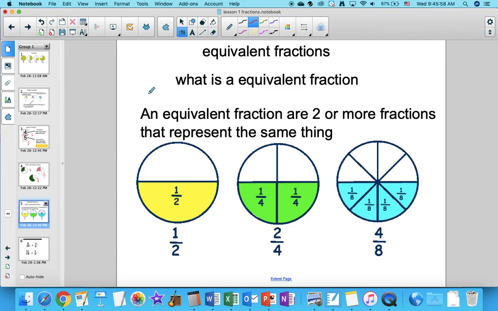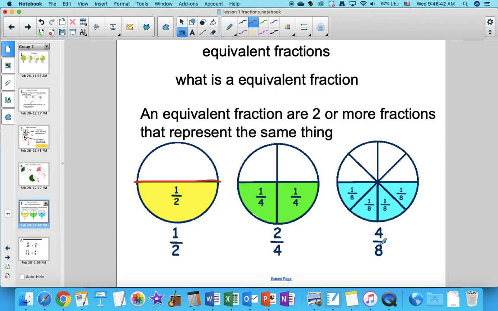Equivalent fractions. An equivalent fraction is when you have 2 or more fractions that represent the same thing. This can also be considered simplifying or having more simple fractions. Let's take a look. So in this circle, half the circle is colored in. So 1 out of the 2 parts is colored in. Easy, right? In this case, we have 4 parts in total, and 2 out of the 4 parts are colored in. So we'd say 2 out of 4. In this case, we have 8 parts in total, so we could say that 4 out of 8 parts are colored in.